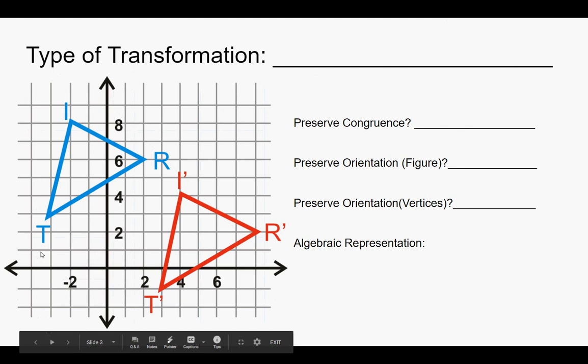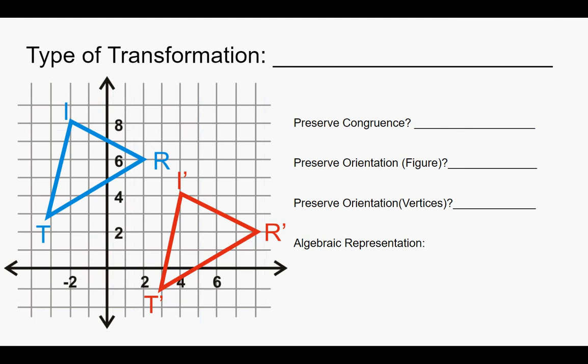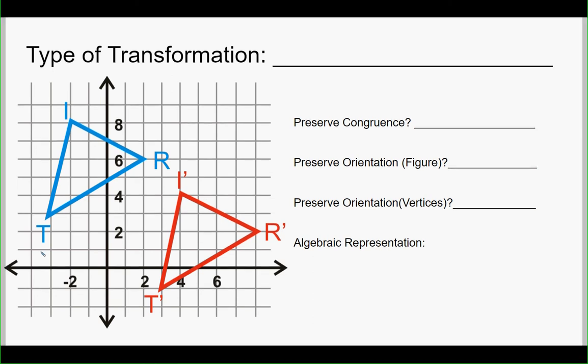Can anybody tell me what type of transformation this is? Translation. Okay, this is a translation. And what's another word for that when you translate a shape? Slide it. Again, we're sliding it. Translation is a slide. Do translations preserve congruence? Yes, same size, same shape.